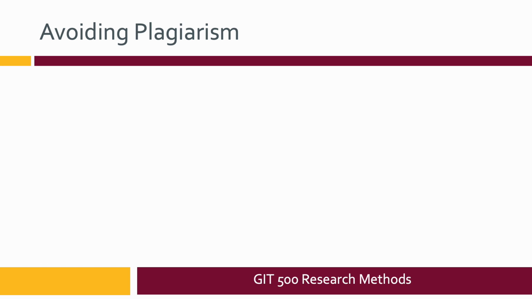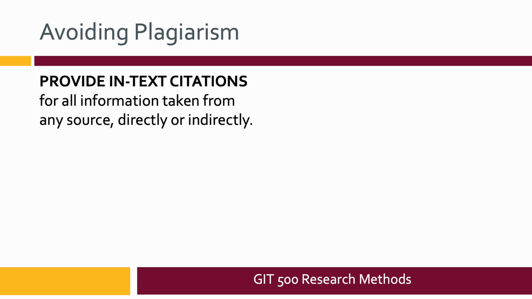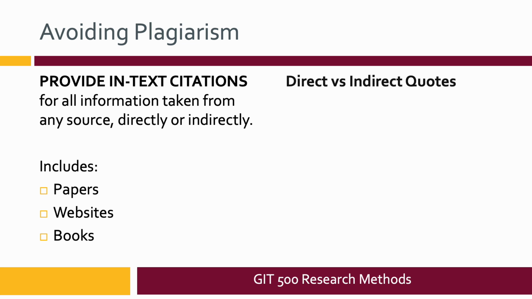The best way to avoid plagiarism is to provide in-text citations, and do that for any information, all information taken from any other source, whether you use it directly in quotations or indirectly. You just use the information. This includes sources that are papers or articles that you get from academic journals, any information from websites, from books, and so on. And what I mean by direct or indirectly, we're basically talking about quotes. So that's quoting information from your source.